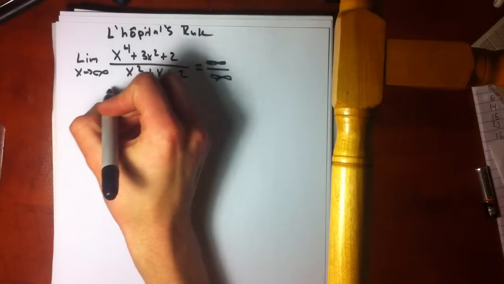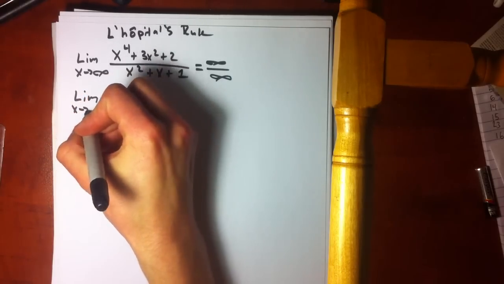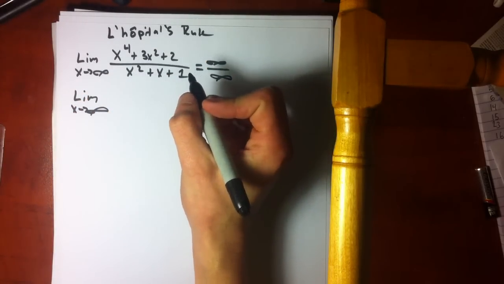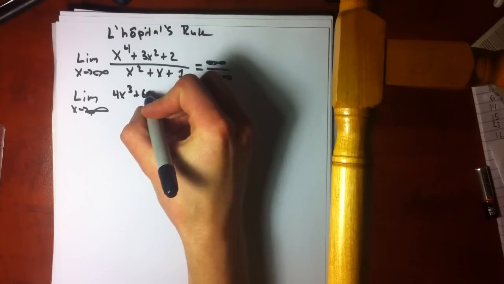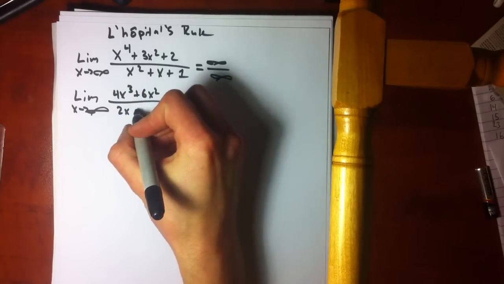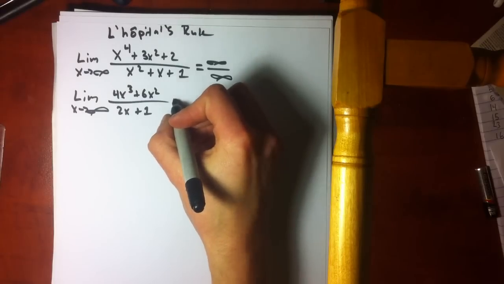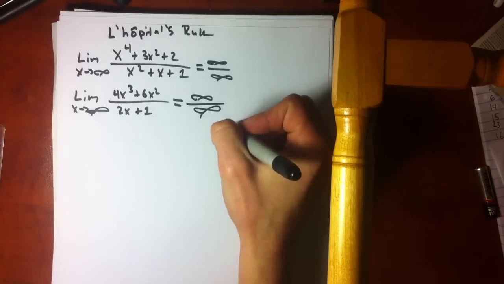So when you do that, you end up with the limit as x tends to infinity of, well, okay, the derivative would be 4x cubed plus 6x squared over 2x plus 1. Okay, let's take that limit again. Well, what do you know? You got infinity over infinity again.